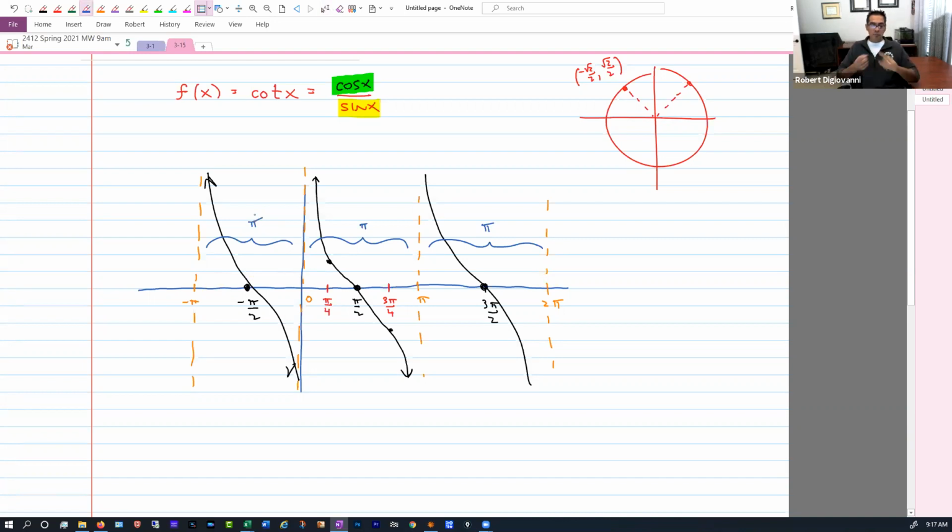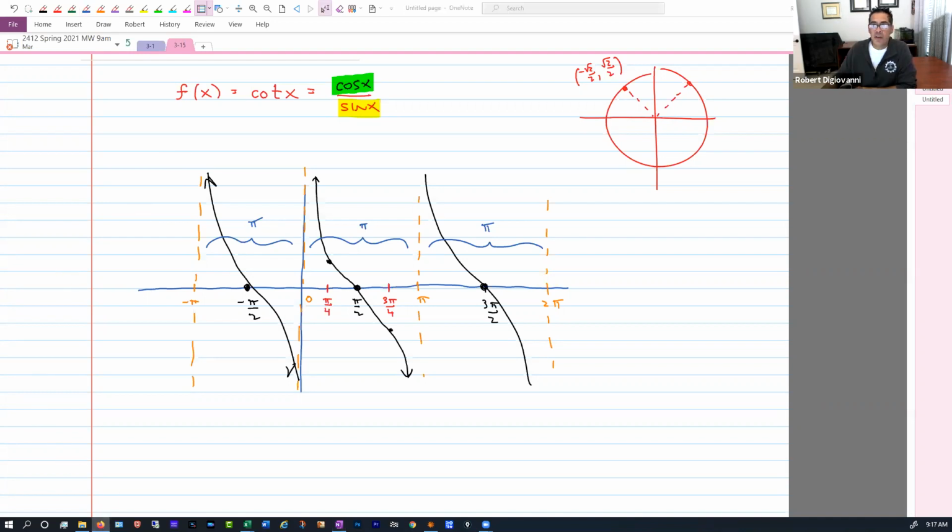So tangent and cotangent have the same period, right? They have the same period. The difference between tangent and cotangent is where the x-intercepts occur, right? They don't occur in the same place. And one of them goes down to up and the other one goes up to down.